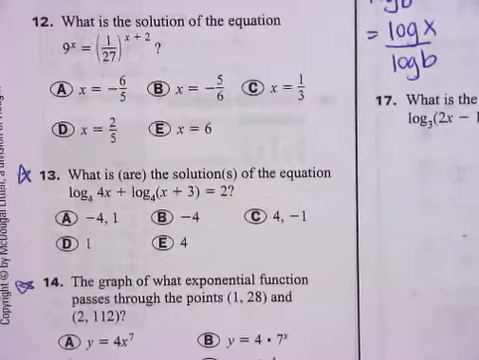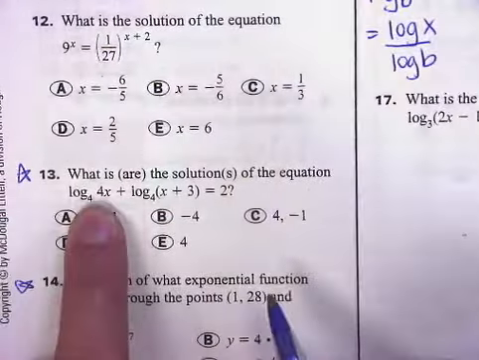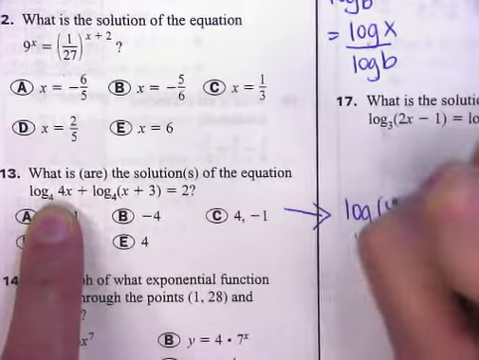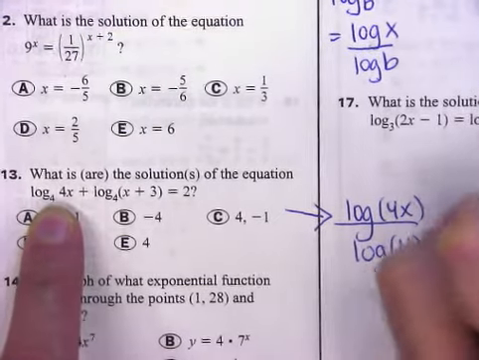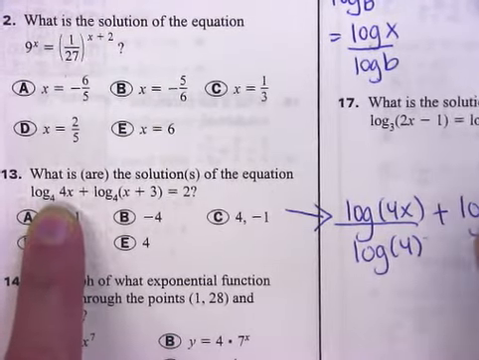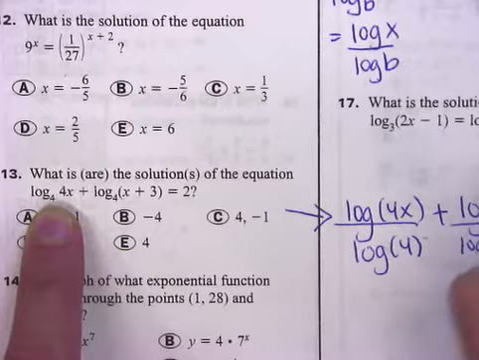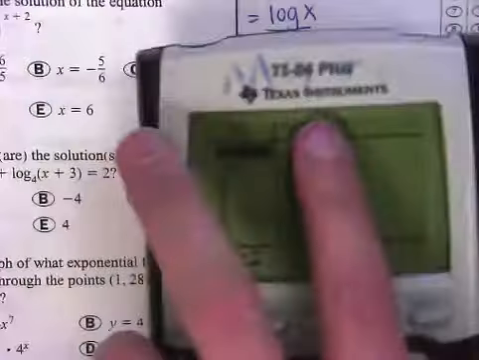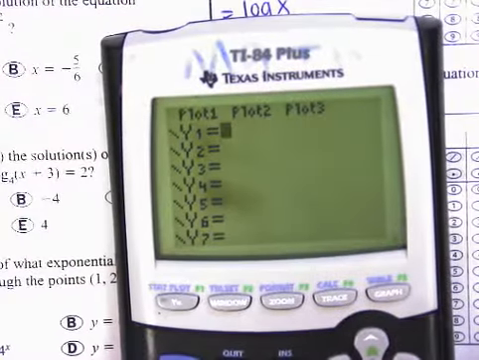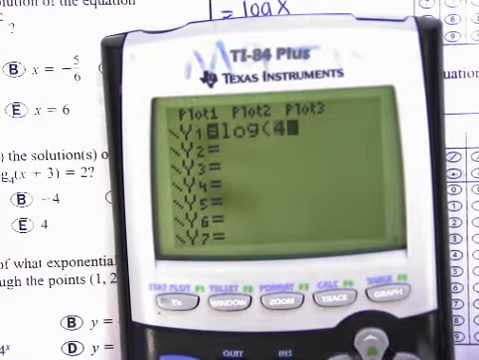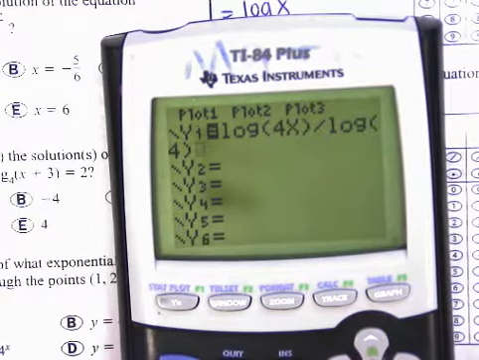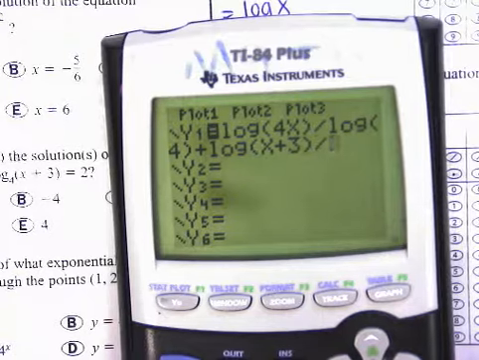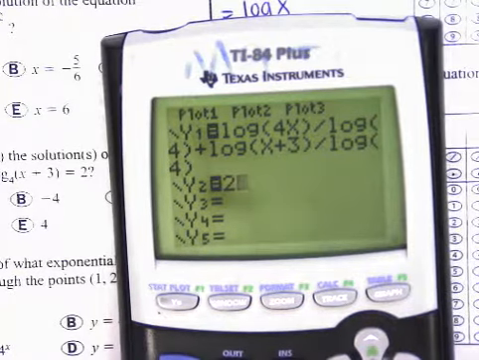So for number 13, what I would do if I were you guys is change this into log of 4x divided by log 4 plus log of x plus 3 divided by log 4. And then I would see where that intersects 2 in my graphing calculator. So in my calculator, I go y equals, I'm going to plug in log 4x divided by log 4 plus log of x plus 3 divided by log 4. And I would see where that intersects 2.